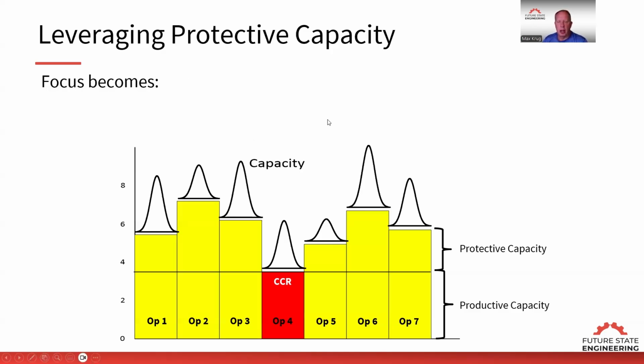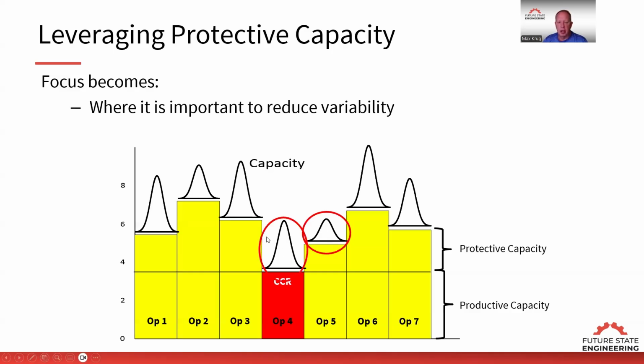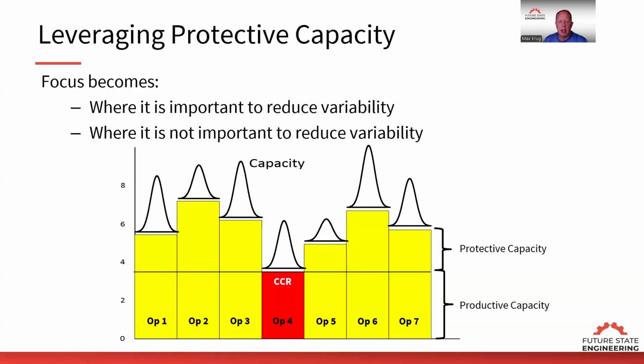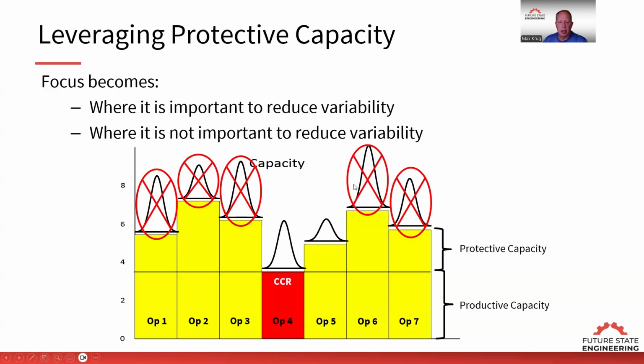Now our definition of focus: doing what should be done, not doing what shouldn't be done. So focus becomes where it's important to reduce variability, which is on our capacity constraint of course, and then the resource with the least amount of protective capacity. We want to focus our efforts there to reduce variability there. And where it's not important to reduce variability is all these other resources that have sufficient protective capacity. So now we're going to be applying our focus in the right areas.